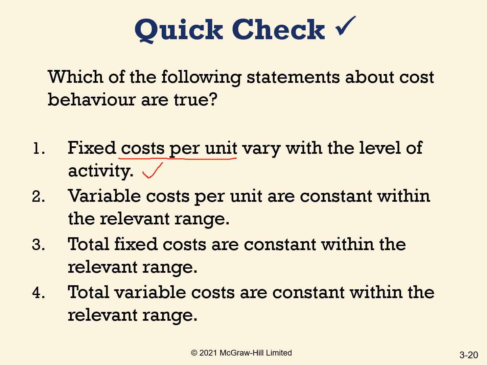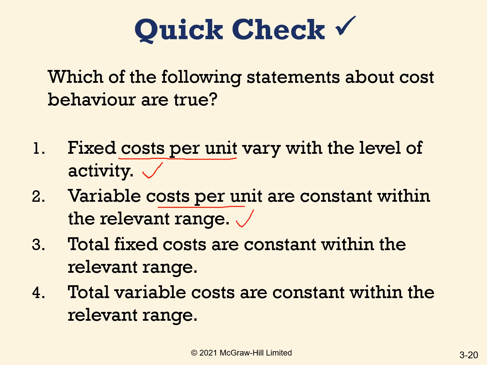And think of our phone bill example. If we're paying $100 per month, the cost per unit of that fixed cost will vary depending on how many calls we make during the month. So if we make one call, $100 is our cost per unit. If we make two, it'll be 50, and so on and so forth. Our next one, our variable costs per unit are constant within the relevant range. So our variable cost per unit, this is also true.